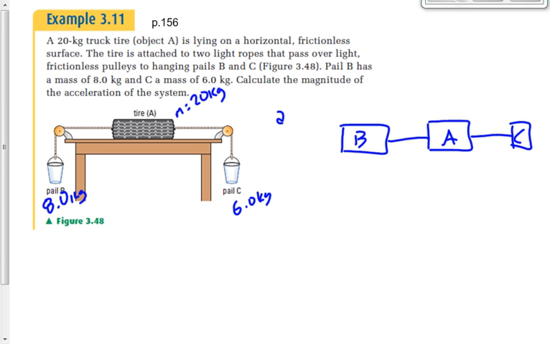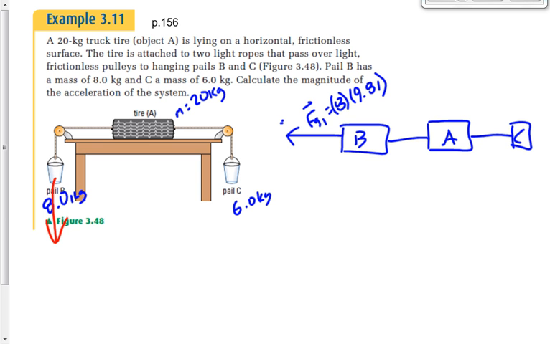If we twist it up like that, then pail B experiences a force of gravity to the left, and it's 8 times 9.81. It's not really to the left, is it? It's really downwards. It's really acting down on it like this. But we're going to draw it to the left here, and you're going to see why in just a moment.